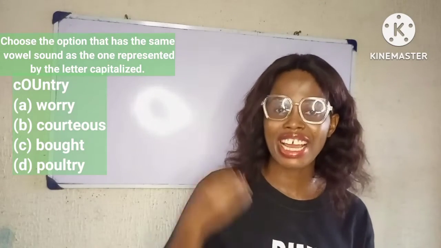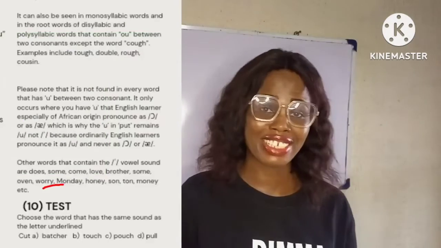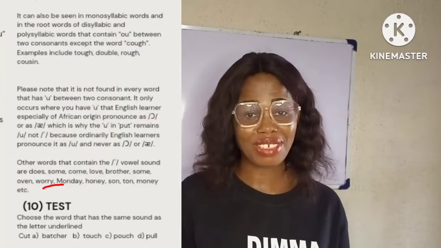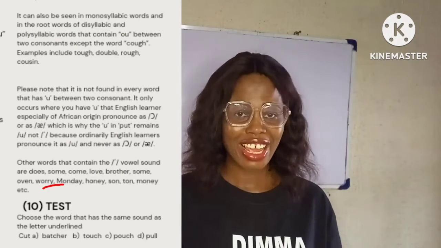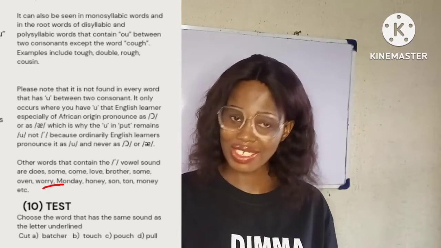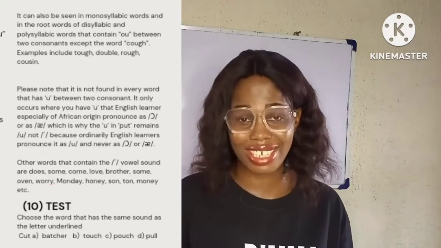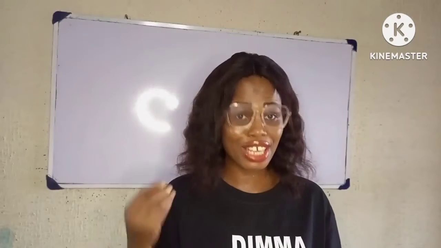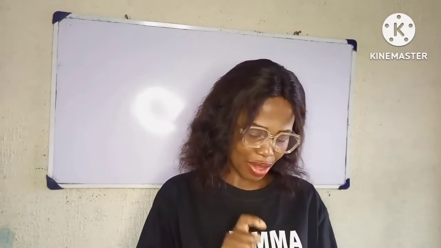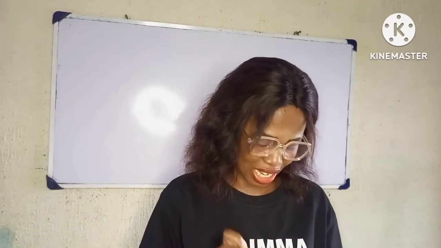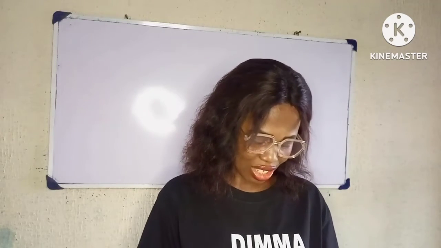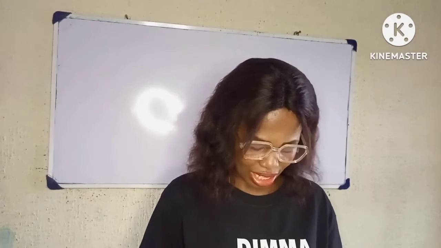Now let's look at the book. Worry is among the words that do not contain OU that have the sound R, okay? Now the O in worry is pronounced R, okay? Though it doesn't contain OU, neither does it contain U, okay? So the O in worry is pronounced R. So option A is the correct answer. Country, worry, okay? Option A is the correct answer.